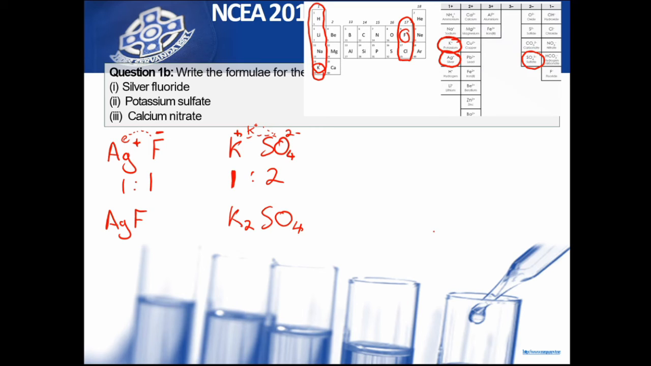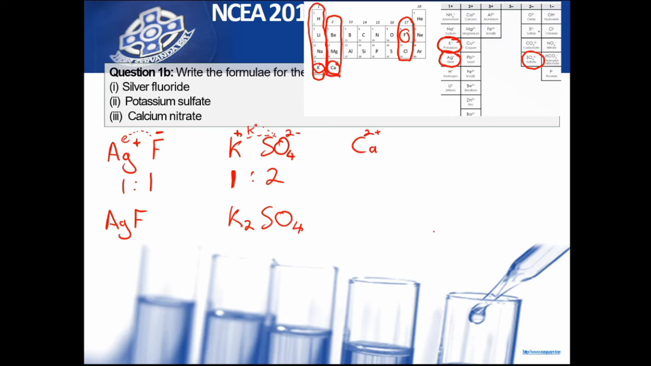Now the last one is calcium nitrate. So calcium sits here, it is in group 2, and if it's in group 2, it's got 2 electrons in an outer shell. So calcium wants to give away 2, makes it 2 plus.